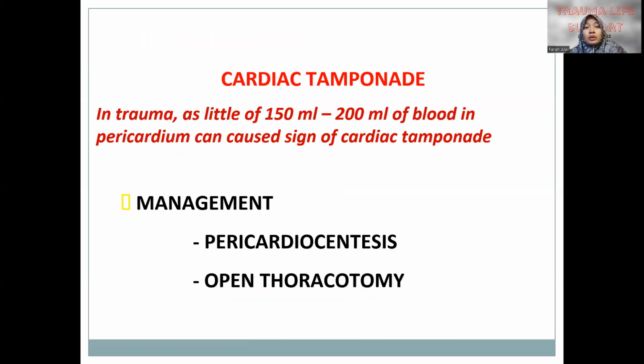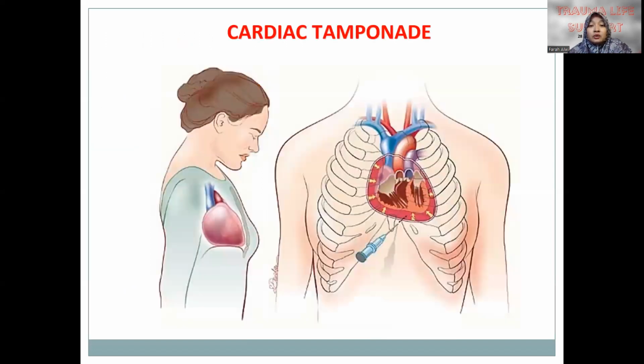Okay, all right. So in cardiac tamponade, as little as 150 to 200 mils in the pericardium can cause significant cardiac tamponade. So the management is pericardiocentesis and or open thoracotomy. So how to perform pericardiocentesis?